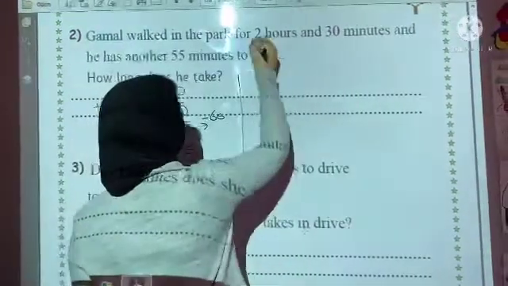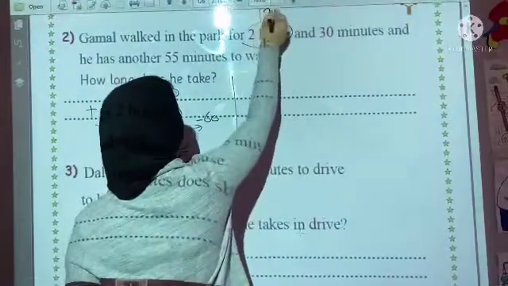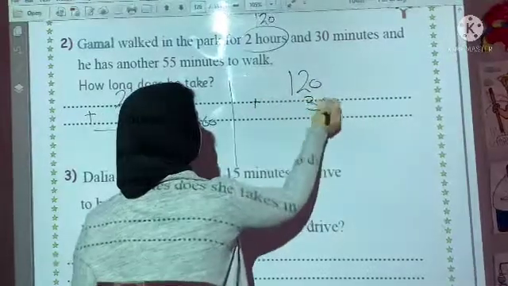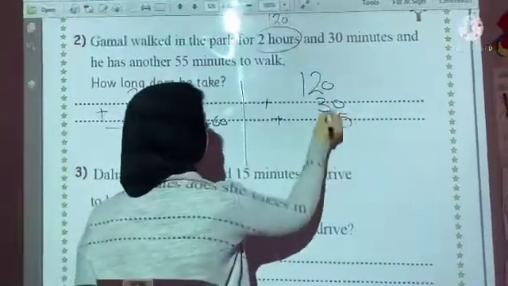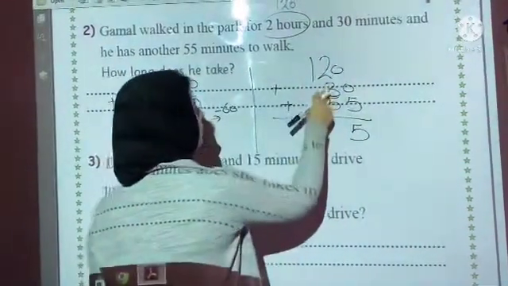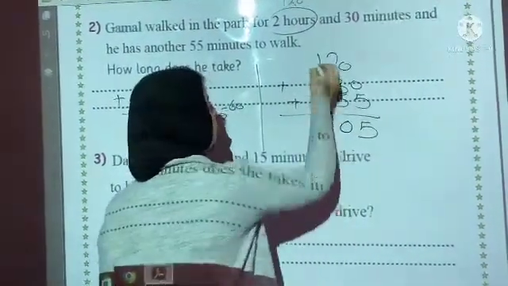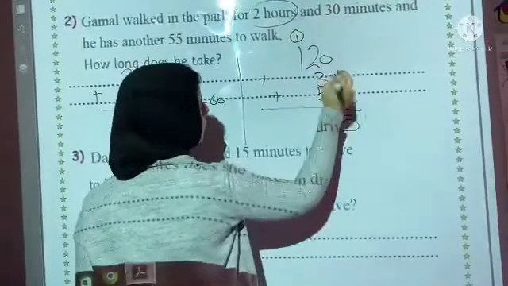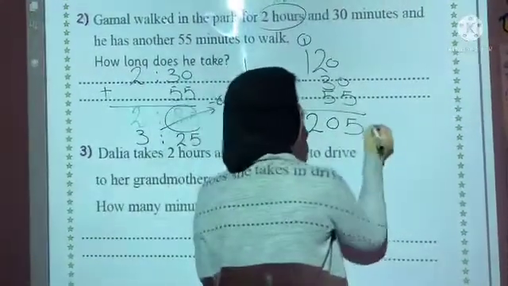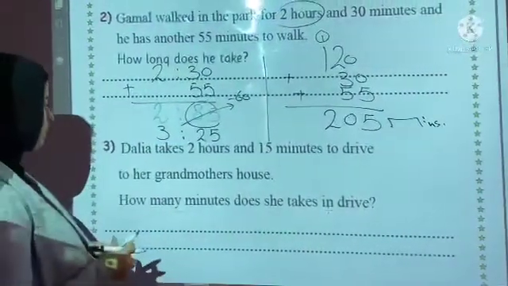I can convert this 2 hours to minutes. How many minutes will it be? It will be 120 minutes. Let's make it plus: 120 plus 30 plus 55. 0 plus 0 is 0, and 5 is 5. 2 plus 3 is 5, 5 and 5 is 10. 0 and carry up 2. 2 and 3 is 5, and carry up 1, so 1 and 1 is 2. It will be 205 minutes. So here by minutes and here by hours and minutes.